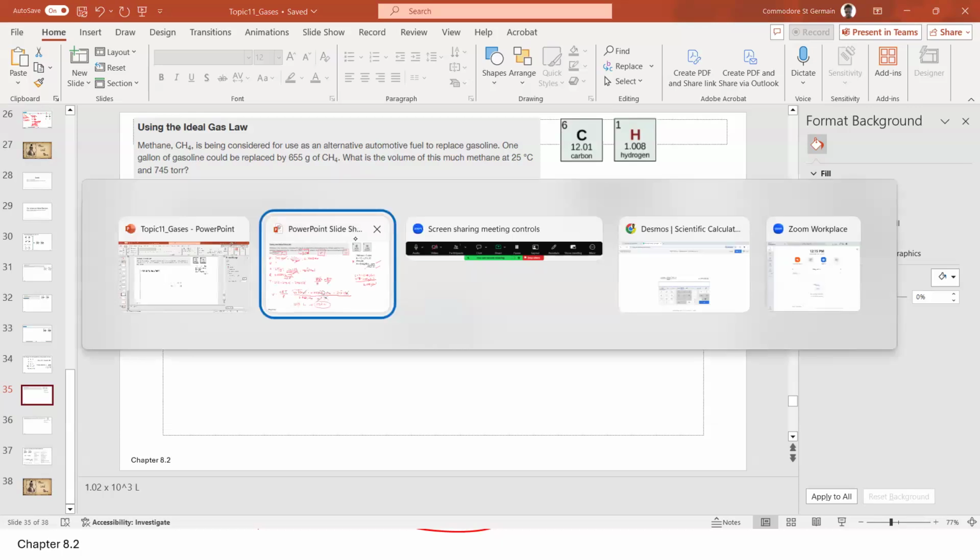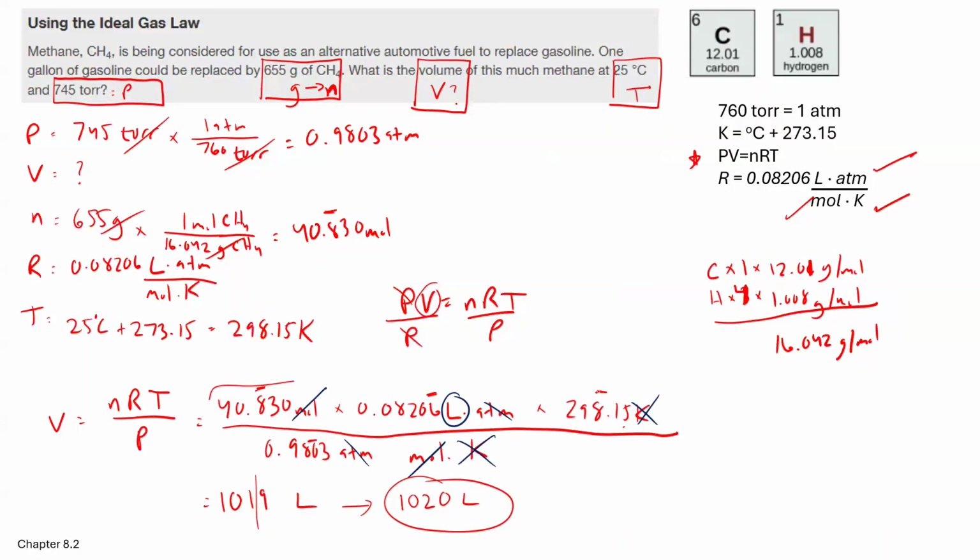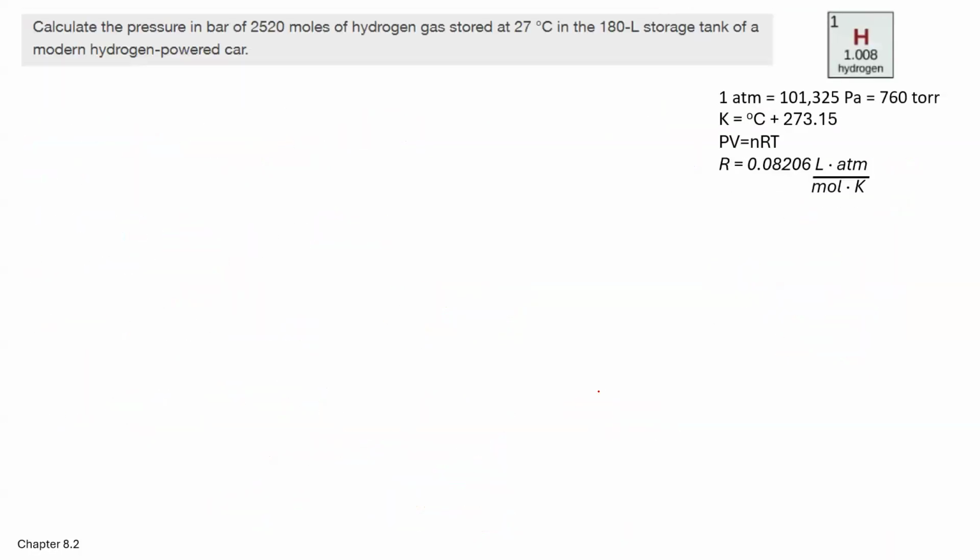All right. So let's do another one. Let's move on to this next one. Same process. Let's explore the problem and then find the appropriate equation, plug it in, convert. All right, calculate the pressure. So we're looking for pressure in bar. P. We have moles. We have a temperature. And we have a volume. That's how we know it's PV and RT because we have a pressure, moles, temperature, and volume.